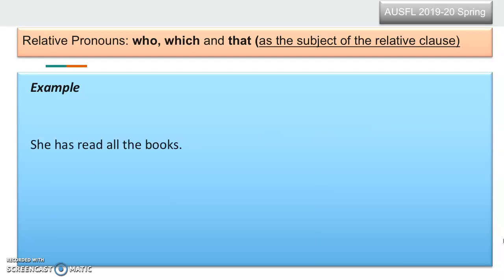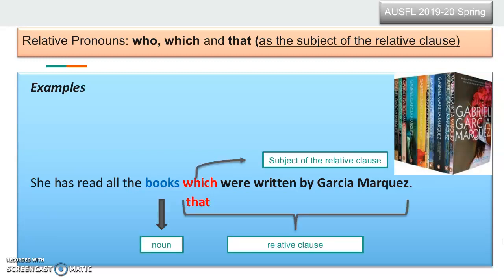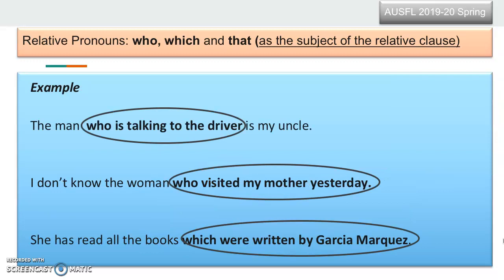In the next example, we need to describe the noun books because it's weird this way. All the books in the world? Definitely not. She has read all the books which were written by Garcia Marquez. Here again, which or that is the subject of the relative clause. As you can see in these examples, the relative clause can be in the middle or at the end of a sentence, depending on where the noun we want to describe is.